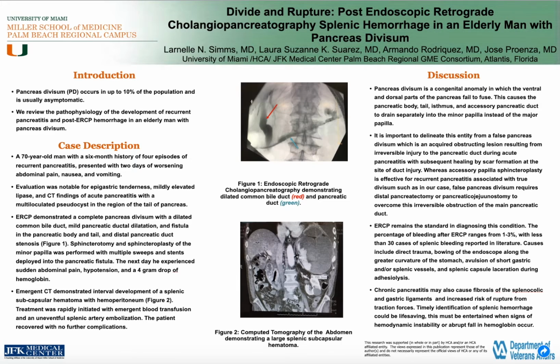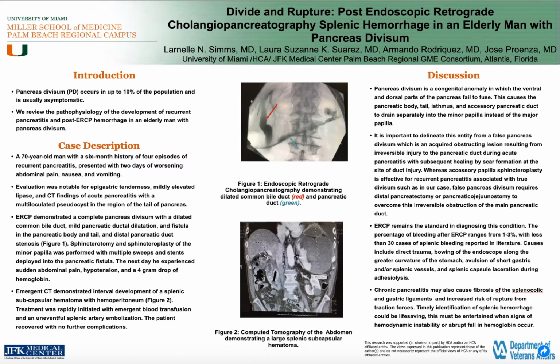resulting from the irreversible injury to the pancreatic duct during acute pancreatitis, with subsequent healing by scar formation at the site of duct injury. Whereas accessory papillary sphincteroplasty is effective for recurrent pancreatitis associated with true pancreas divisum, such as in our case, false pancreas divisum requires a distal pancreatectomy or pancreaticojejunostomy to overcome this irreversible obstruction of the main pancreatic duct. ERCP remains a gold standard in diagnosing this condition.